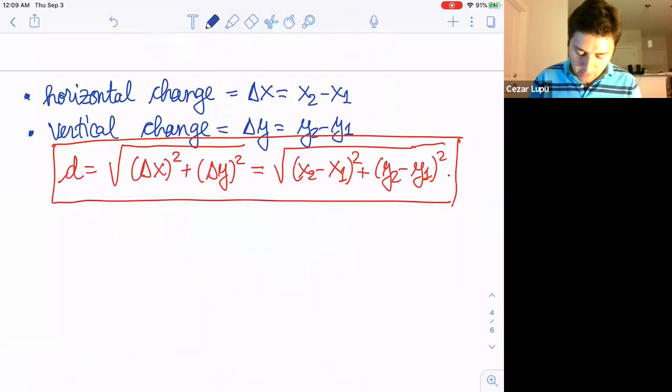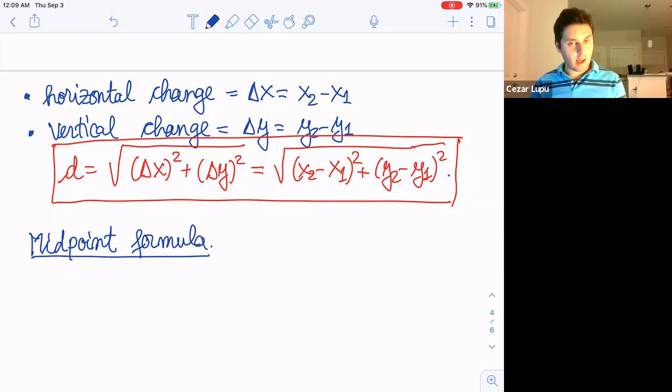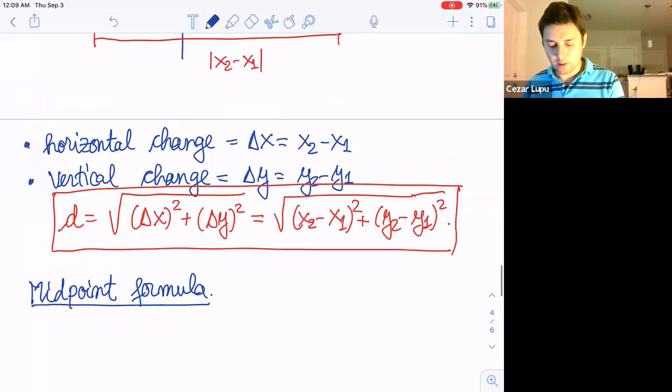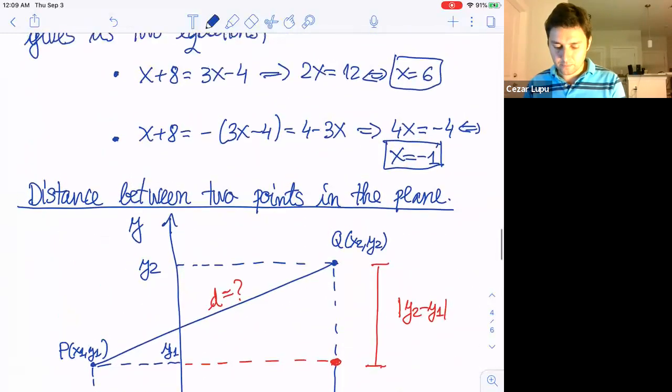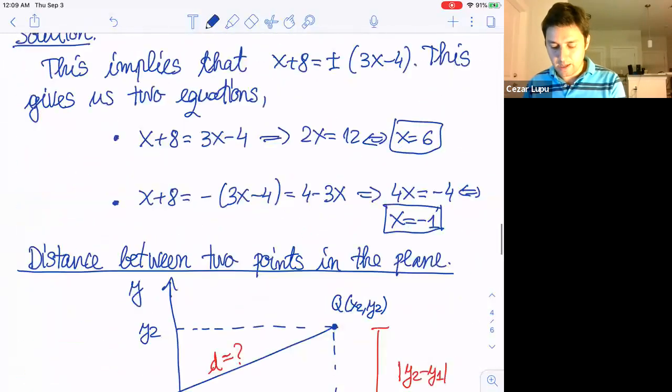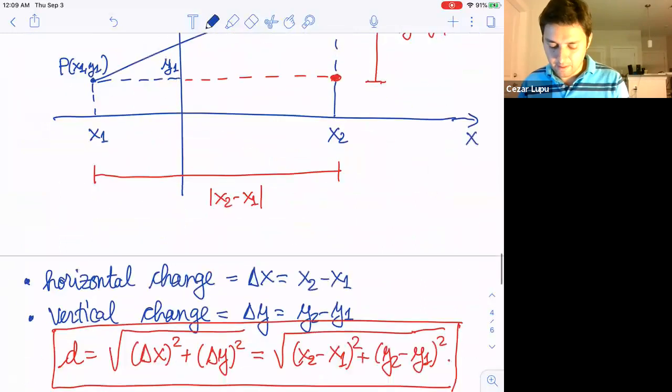Now let's talk about the midpoint formula. Now we know how to compute the distance between two points in the plane, not just on a line. Like I said, just look at the picture again. These two points, P and Q, are just two points on the plane. They're not just on a line.